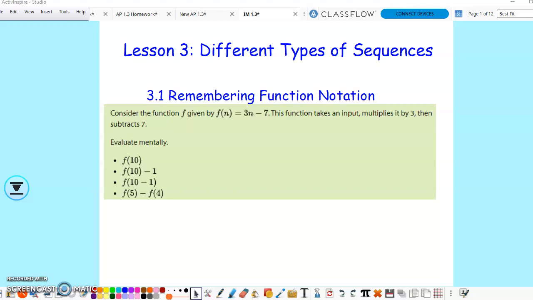Lesson 3 in Unit 1 is all about the different types of sequences. So the first thing you want to remember is how to deal with function notation.